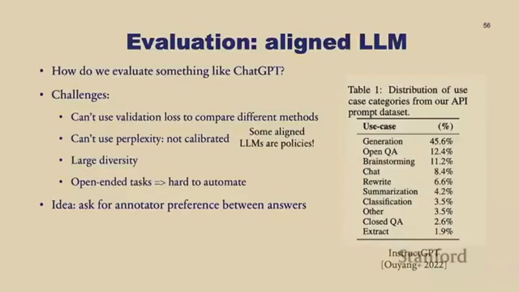Yes? I'm not sure I understand what you mean by like can't use perplexity, not calibrated, right? Like the LLM is still doing like next token prediction, right? So why can't perplexity be used?